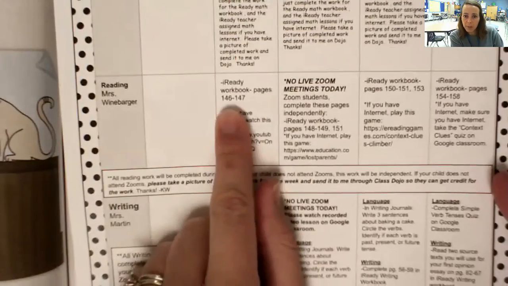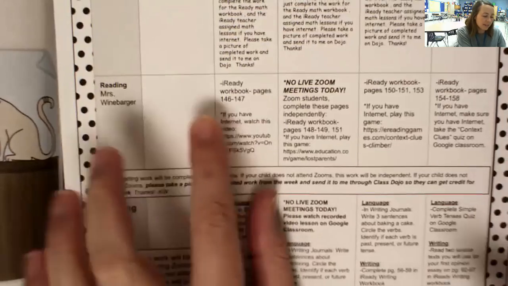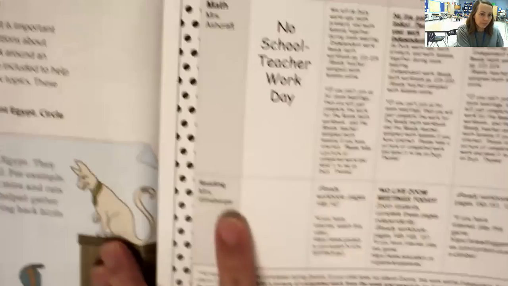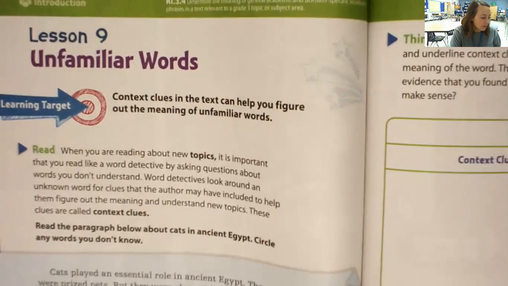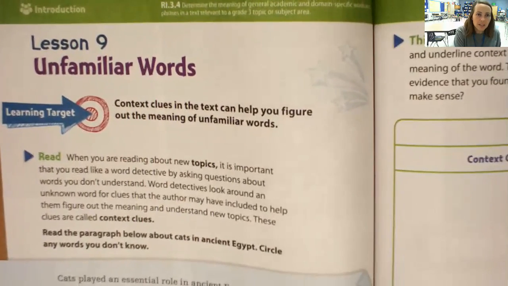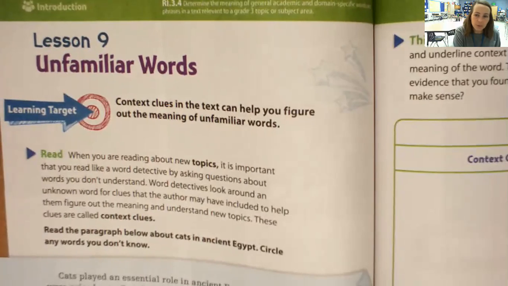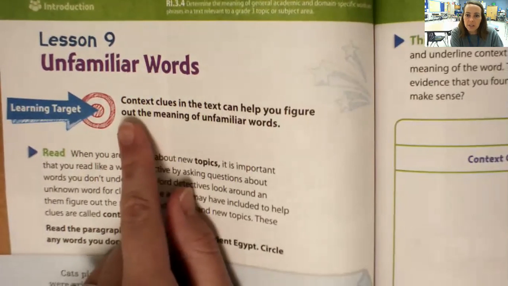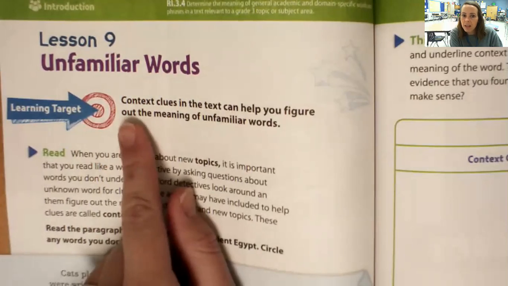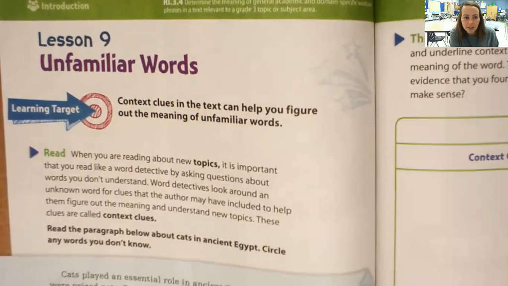So your workbook pages for Tuesday are 146 and 147. So this is lesson 9 in your iReady book. This is the very first lesson in Unit 3. So we're starting a brand new unit this week. And it's called Lesson 9, Unfamiliar Words. Here's your learning target. Context clues in the text can help you figure out the meaning of unfamiliar words.